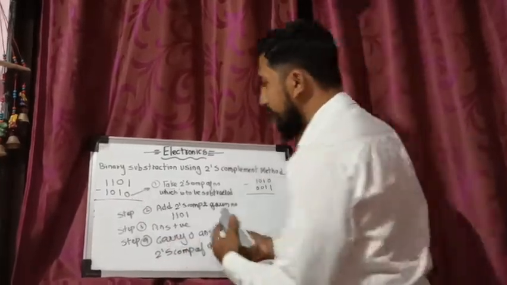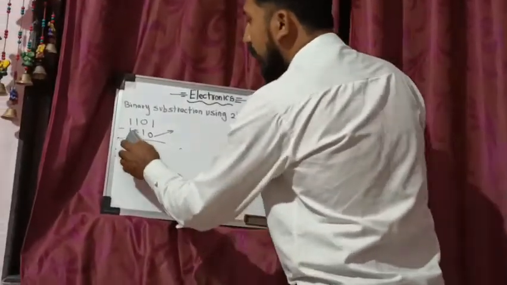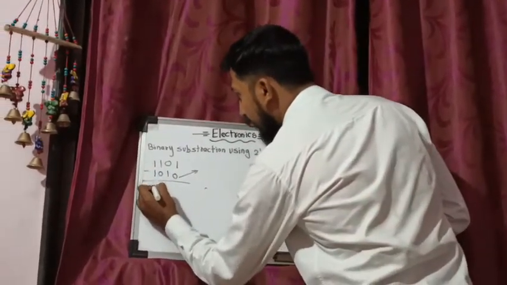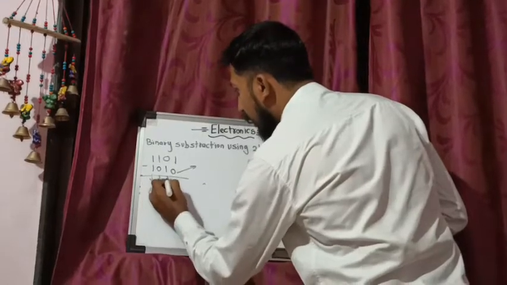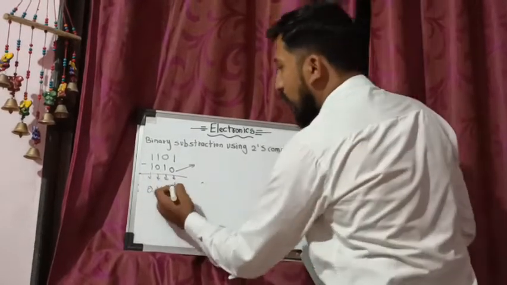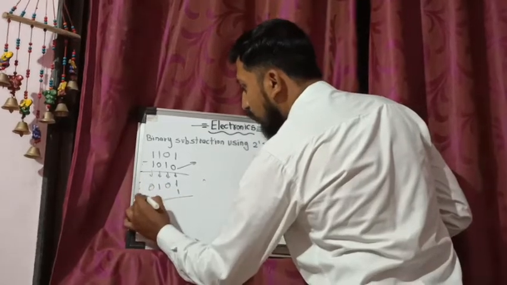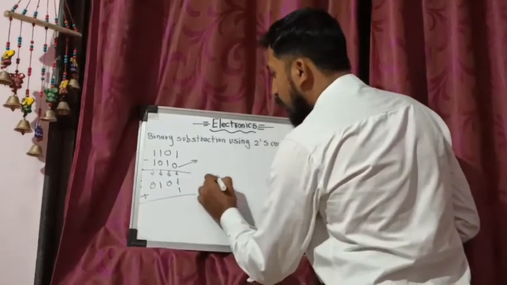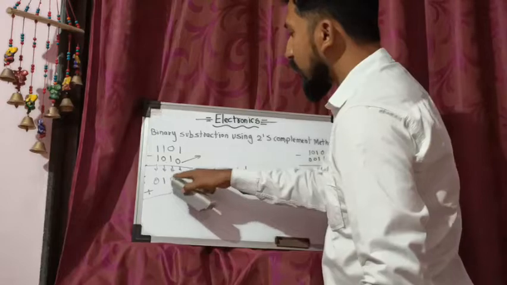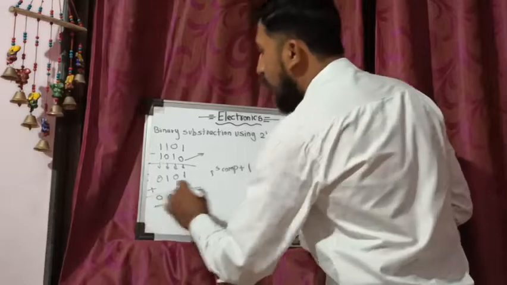Now let's solve this. What do I have to do? I have to solve this. What is my step number 1? Take the 2's complement of this number. So what is the 2's complement of this number? The 1's complement is 0 1 0 1, and 2's complement is 1's complement plus 1. So 0 1 0 1 plus 1: 1 plus 1 sum 0, carry 1, and we get 0 1 1 0. We have got this number.